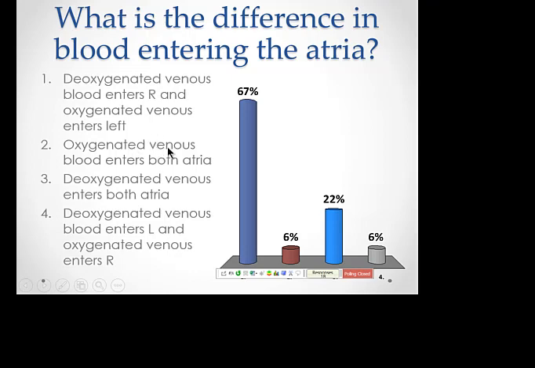Oxygenated venous blood does not enter both atria because remember, normally veins carry deoxygenated blood. Neither does deoxygenated enter both atria because the pulmonary veins were an exception to the rule. And this is kind of switched around, so this is not it. So it is the deoxygenated. And that's why looking at these images becomes really important because you can see the color difference between the right and the left side.